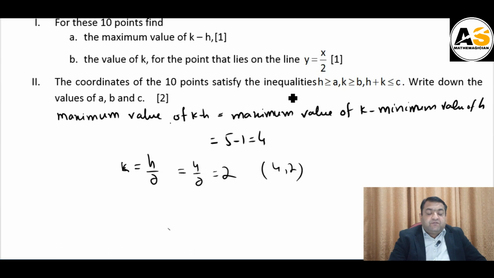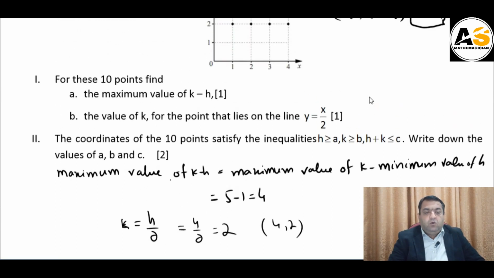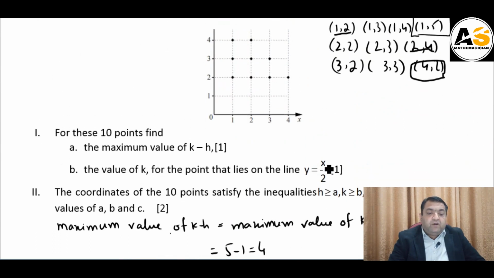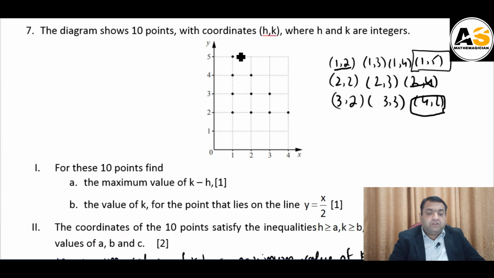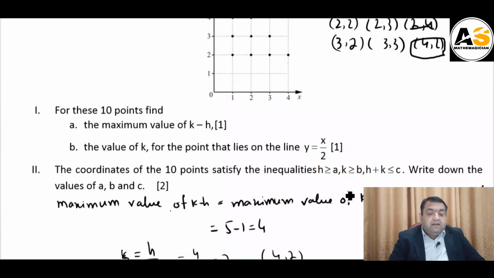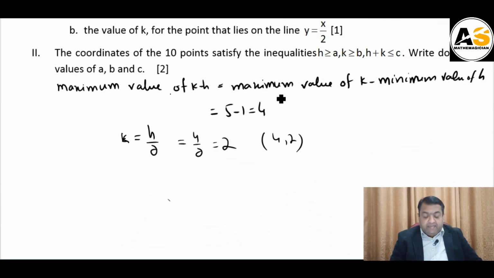Coordinates of the 10 points satisfy the inequality. H, remember, is basically the x coordinate. The x coordinate is greater than or equal to A for all points. The y coordinate is greater than or equal to B for all points. And h plus k is less than or equal to C for all points. What is the minimum value of the x coordinate? That is 1 for these 3 points. So h is greater than or equal to A means h is greater than or equal to 1. K is greater than or equal to B means k is greater than or equal to 2.